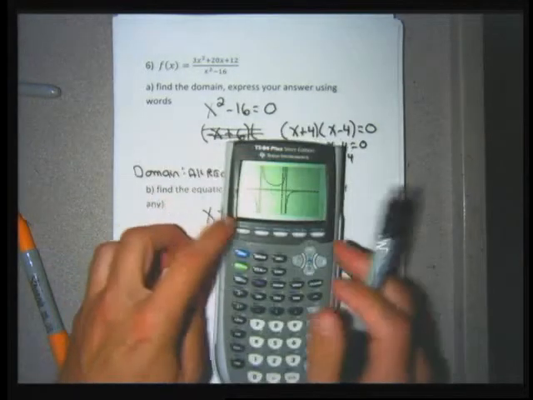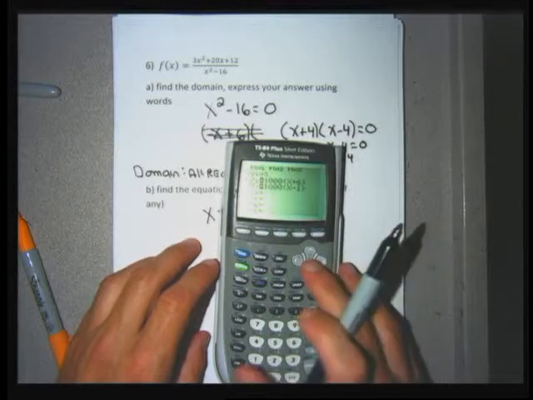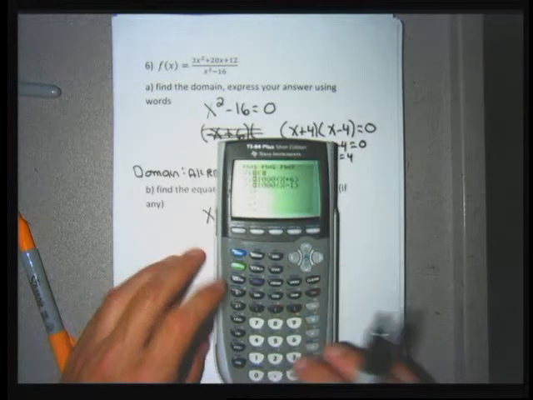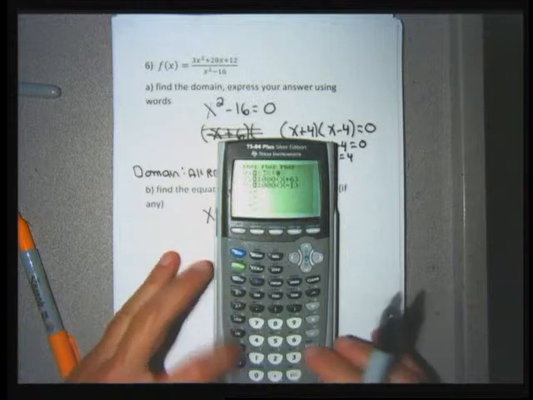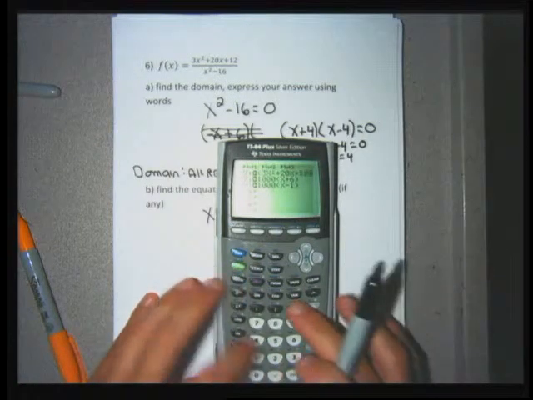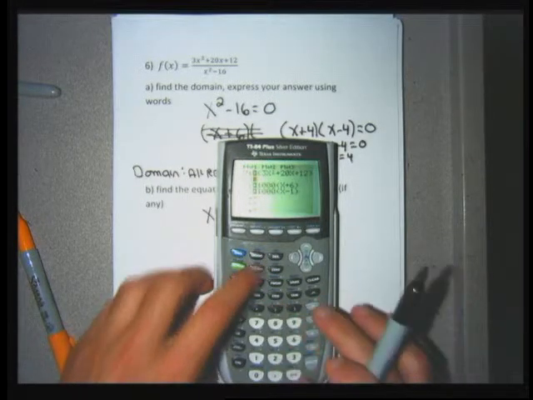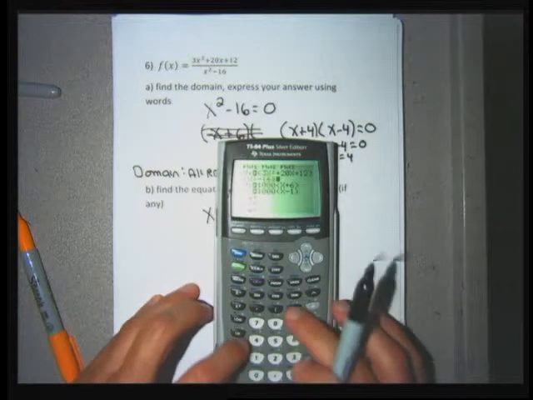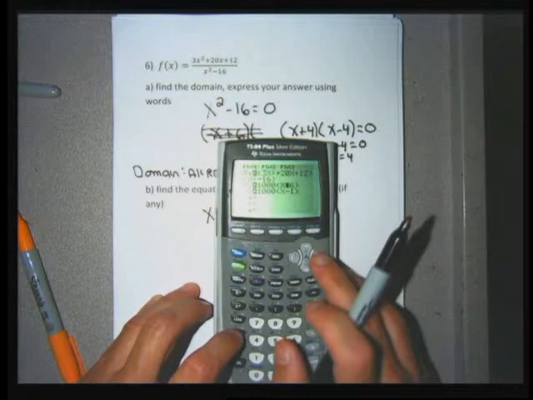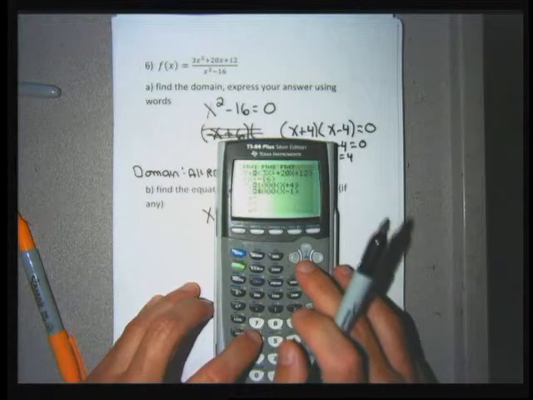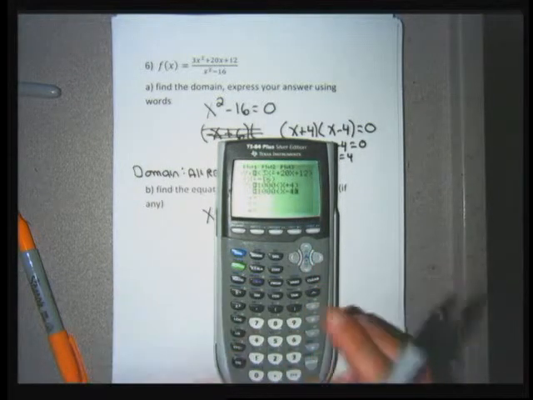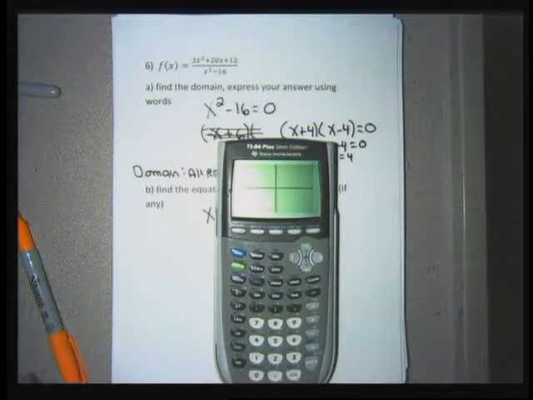And again, I'll just graph that real quickly so you can see this. So I'm graphing the original function, which is 3x squared plus 20x plus 12 divided by x squared minus 16. And one vertical asymptote I'm going to do at 1,000 times x plus 4. That's the one at negative 4. And I'm going to draw 1,000 times x minus 4. And when I sketch my graph, I'll get the graph of the fraction first, and then each of the vertical asymptotes is going to be drawn.